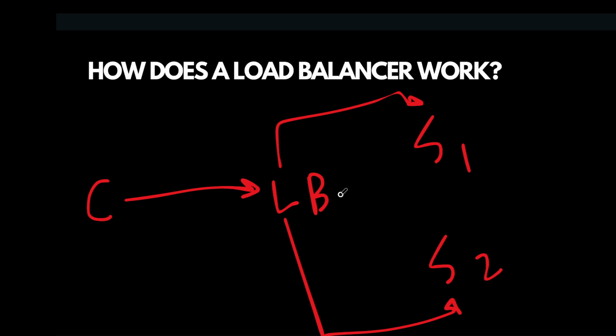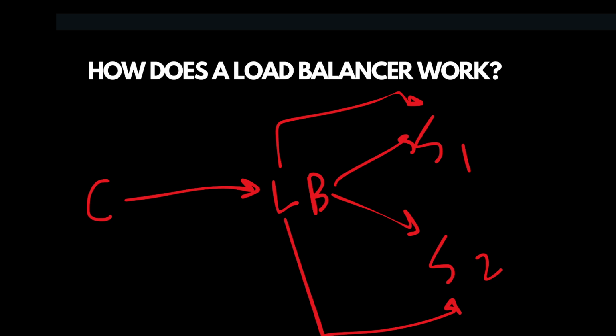There is round robin, which simply sends requests to the servers in a cyclic order. Let's say it's server 1, after that server 2. So if another request comes, it will be server 1, then server 2. It's a cyclic order. There is another one called least connection, which sends new requests to the server with the fewest active connections, aiming to balance current workload.